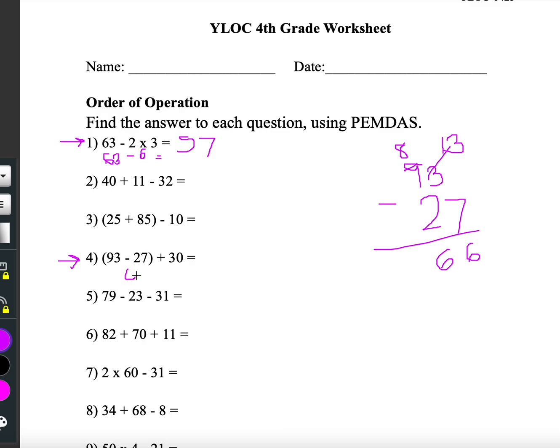So the parentheses is 66, and then the only thing we have left is 30, which is equal to 96.